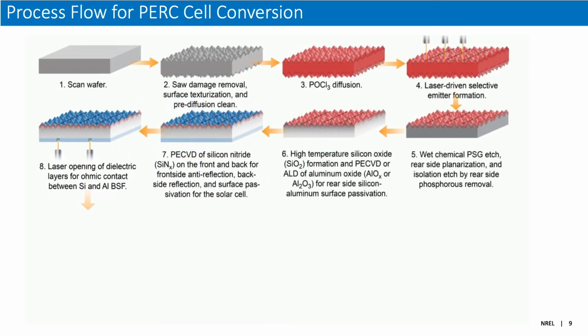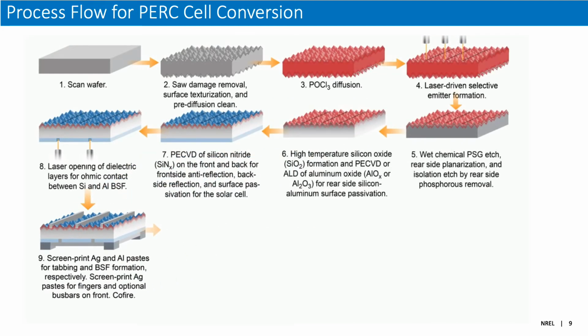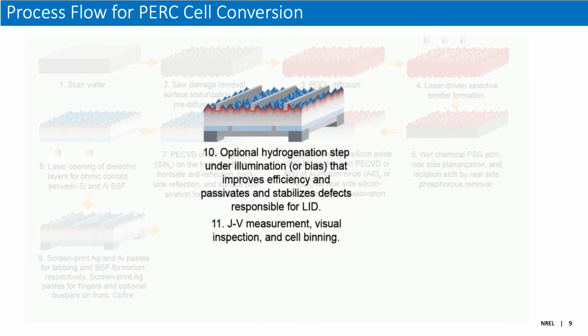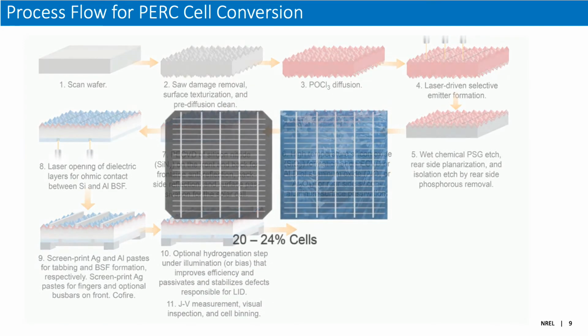The next step is then to screen print silver paste for tabbing on the rear side and aluminum paste for a back surface field on the rear side. Silver paste is also used to screen print the front side for fingers and possibly bus bars. All the screen printed pastes are then co-fired. Finally, there is an optional hydrogenation step that can improve efficiency and passivation, or cells can proceed directly to current voltage measurements, visual inspection, and classifying cells into bins, typically based on their efficiency or visual features.